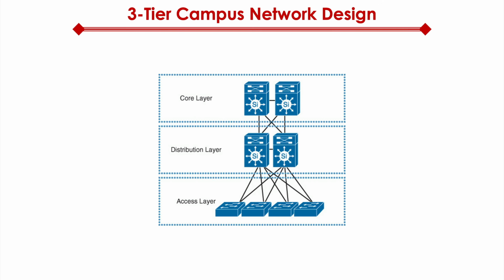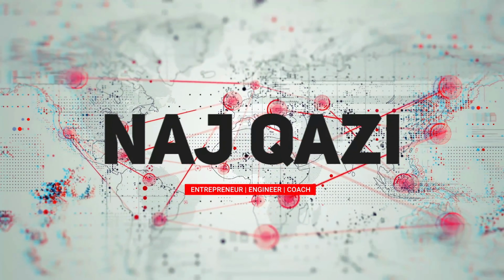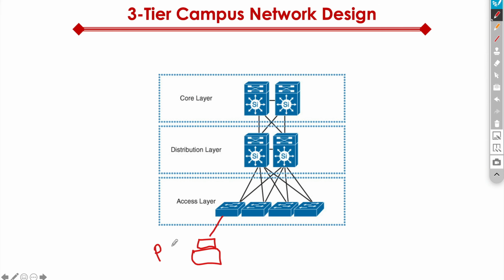From a LAN architecture perspective, we have the infamous three-tier campus network design. And what we have in this architecture is access layer switches that have the PCs plugged in, laptops. We could have servers plugged in here, different devices. We could also have a voice over IP phone plugged in to the switch directly. So these are the end devices here at the access layer that need to be connected to the network.